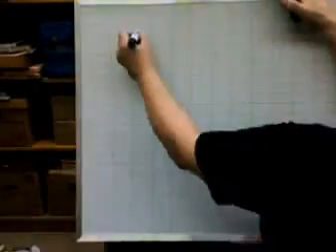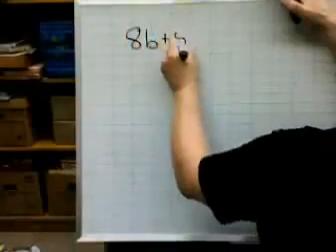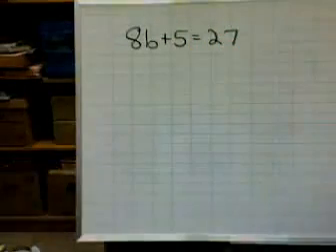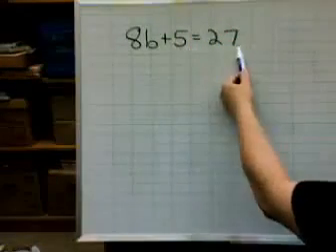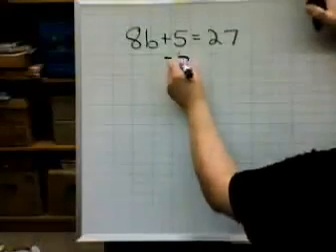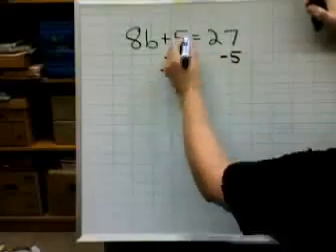The next one is 8b plus 5 equals 27. Here we want to collect like terms. This is a regular number. This is a regular number. This is a number in b. So we're going to subtract 5 from both sides. Right? Minus 5 from both sides.